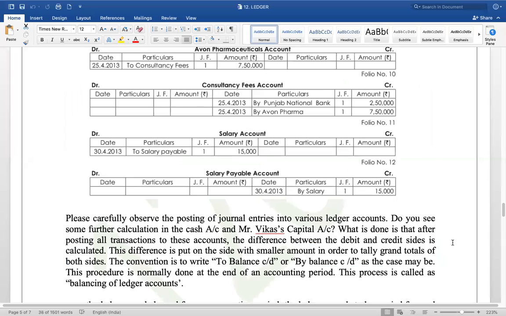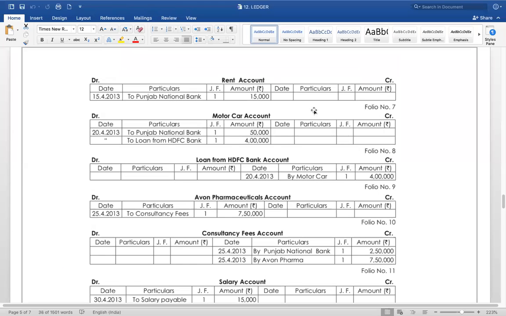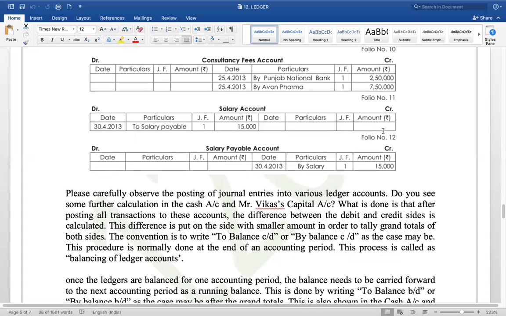Now, if you come back again, rent account debit to Punjab National Bank. Actually, nothing is there on this. Our practice earlier was by balance carried down 15,000, right? And we take the total 15,000, 15,000. But here, what we write is we write the last day of the accounting period and write here as by profit and loss account, trading and profit and loss account. This is directly transferred to the trading and profit and loss account. That's the reason we don't carry forward.